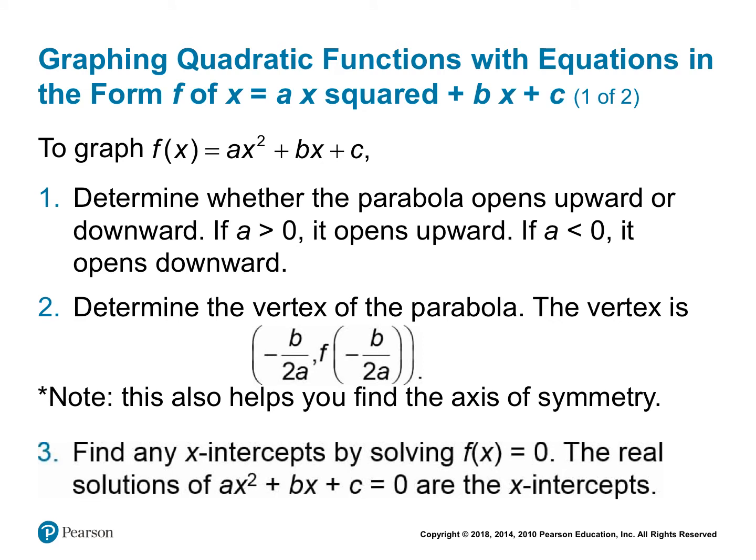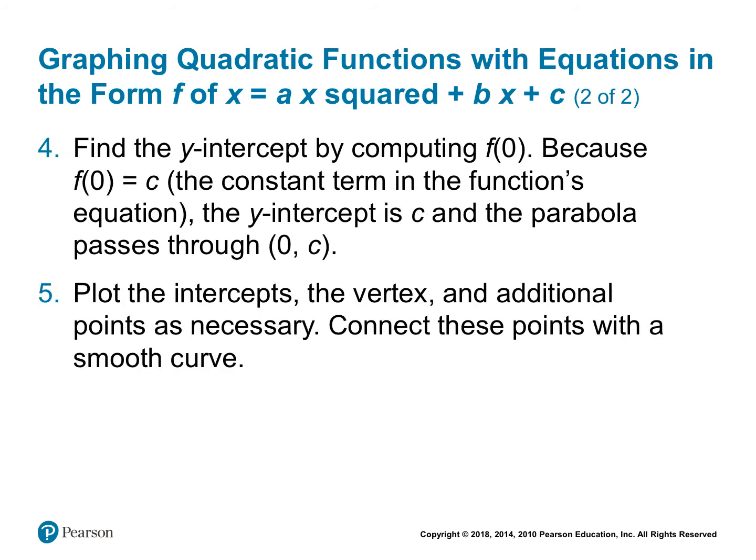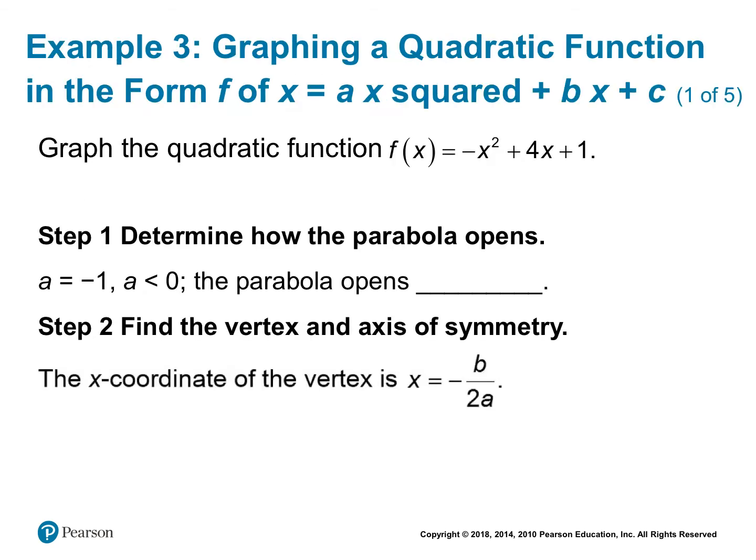Okay, so this highlights those steps again. Step 1, determine if it opens up or down. Step 2, find the vertex. That also helps you find that reflection line. Step 3, find any x-intercepts by solving for f(x) = 0. Step 4, find the y-intercept by solving for f(0). So these steps should look familiar. And then step 5, plot the intercepts, the vertex, and additional points as necessary.